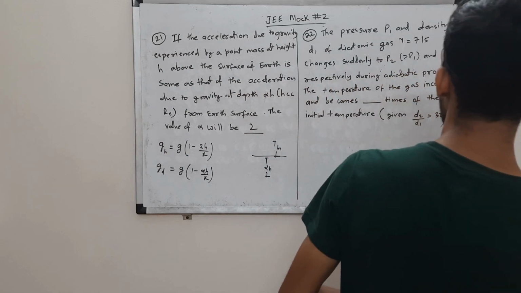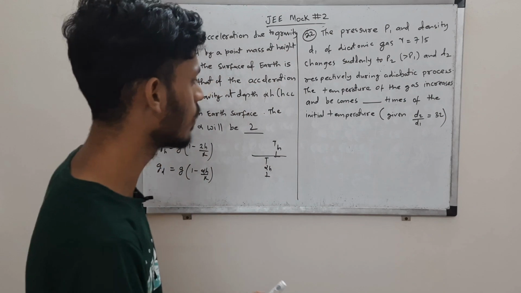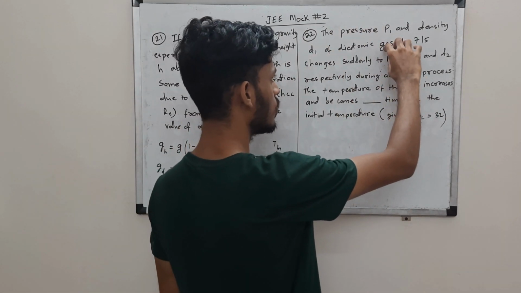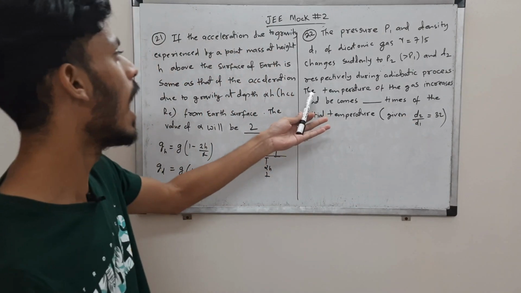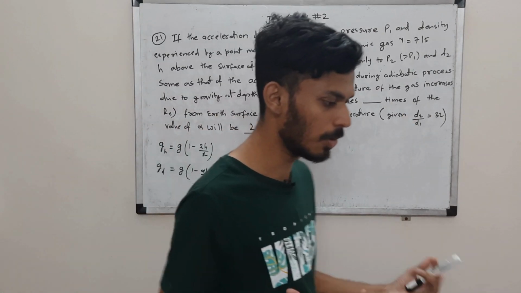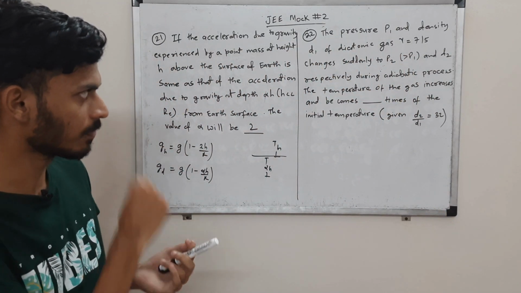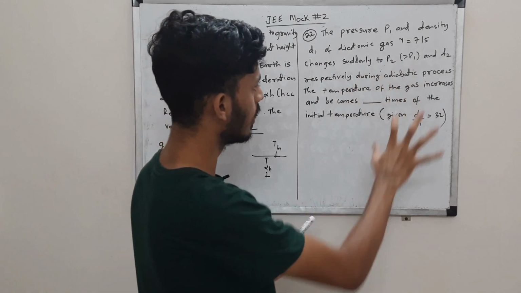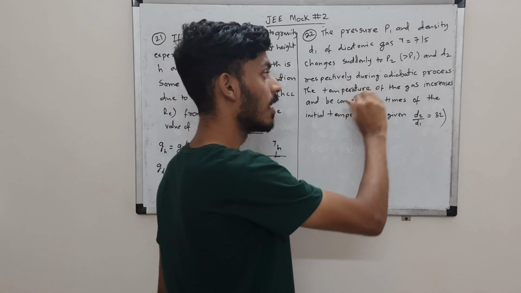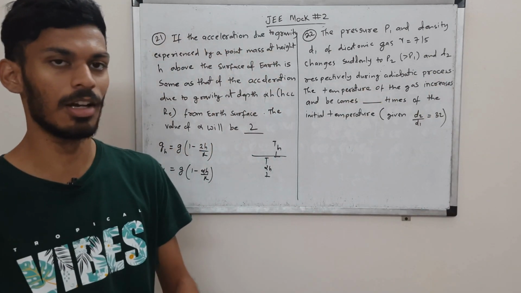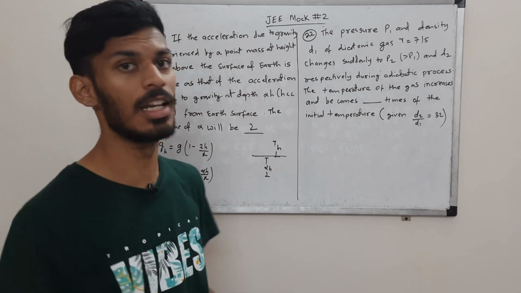Here we have pressure P1, density D1 of a diatomic gas. It undergoes an adiabatic process, and its pressure changes to P2 and density to D2. D2 by D1 is given as 32, and of course during this process the temperature of the gas will increase. So you are supposed to tell the temperature of the gas increases and becomes dash times the initial temperature. T2 is what times the initial T1.